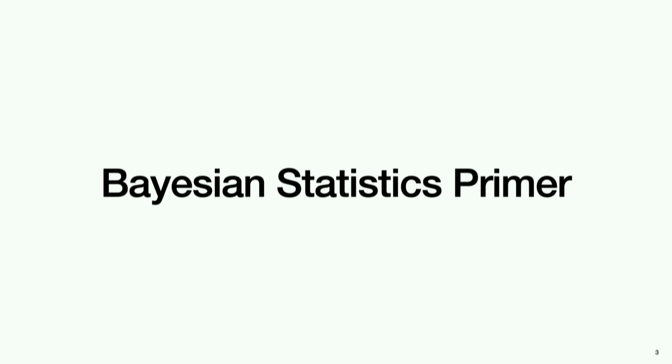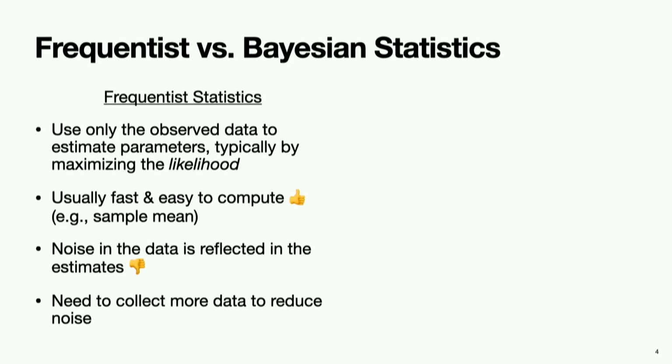Okay, so first, Bayesian statistics. If you have ever taken a stats class, you pretty much always learn first about frequentist approaches. And you may not even learn that they're called frequentist approaches, because frequentist techniques are really the status quo, the default approach to statistical analysis. With frequentist methods, the idea is that we use only the observed data to estimate the parameters, and this is typically done via maximum likelihood. An advantage of frequentist methods is that they are fast and easy to compute.